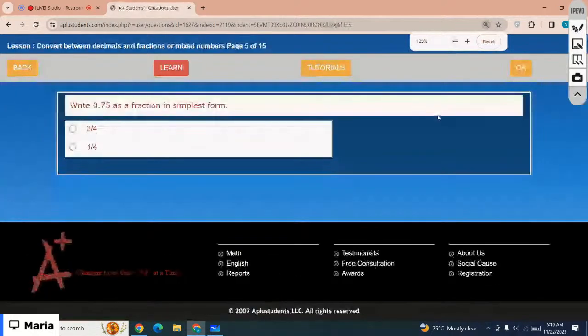Okay, write 0.75 as a fraction in simplest form. So which is the correct option? The correct option is 3 over 4.